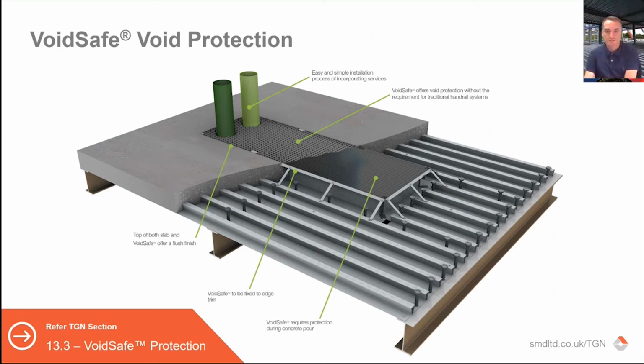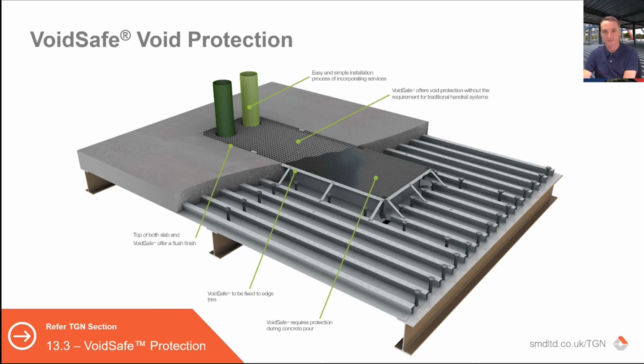In terms of VoidSafe, VoidSafe is our GRP grating solution that we've tested and integrated with a specific VoidSafe trim. You can see here, it's just an example of it. So it covers the void during installation. So we will install that whilst the nets are still in place. We'll install the deck, the trim, the VoidSafe. Then we can remove the nets because it's safe to be walked on.